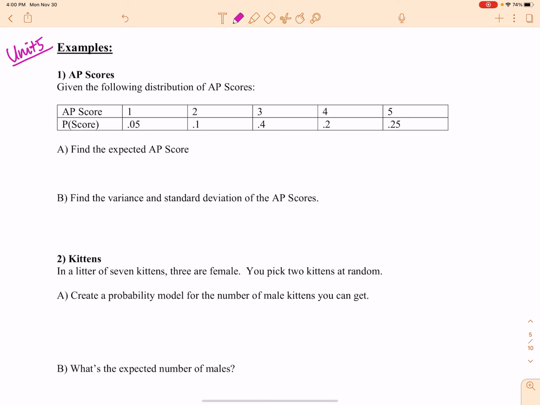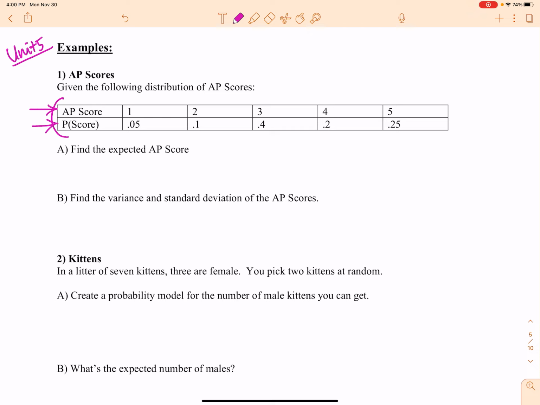All right, so we have AP scores here, and I've given you a discrete probability distribution. I've got AP score outcomes listed at the top, 1, 2, 3, 4, 5, and their matching probabilities. So the first thing I'm going to do is find the expected AP score.